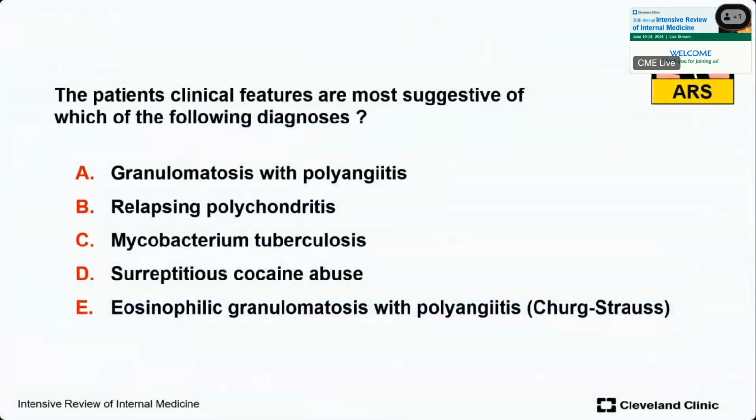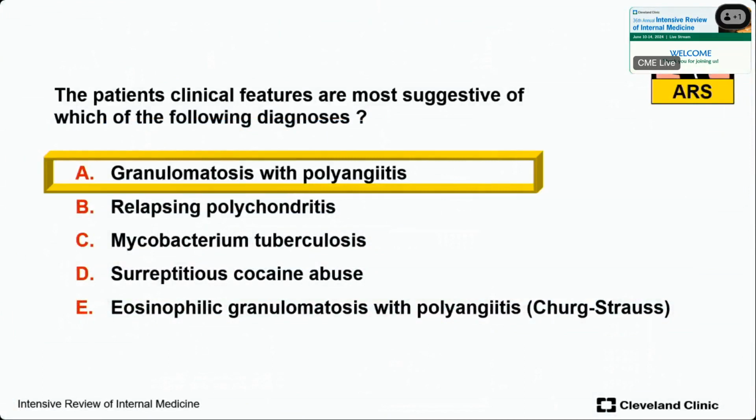And the answer I was looking for here was granulomatosis with polyangiitis. Now, relapsing polychondritis, Mycobacterium tuberculosis, and surreptitious cocaine abuse can all be associated with the nasal septal perforation that was noted in this patient. However, she also had features of a lung infiltrate as seen on the chest x-ray and microscopic hematuria, neither of which would typically be seen in these clinical features.